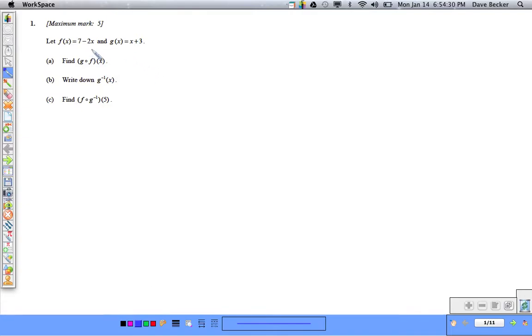Let f of x equals 7 minus 2x and g of x equals x plus 3. Find g of f of x. So for A, I like to think of that as g of f of x. Since I'm finding g of f of x, I'm replacing f of x with what it equals, so that's 7 minus 2x. And g of x equals x plus 3, so I'm going to replace this x with 7 minus 2x, so this becomes 7 minus 2x plus 3.